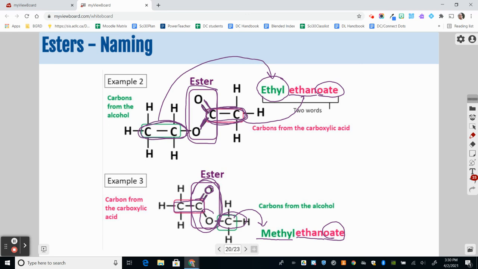Okay, don't think you're always naming it from left to right or right to left. You always just find that single bonded oxygen and what carbon chain is on that. That's what's named first.